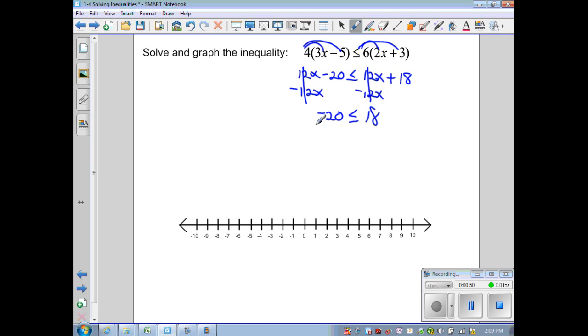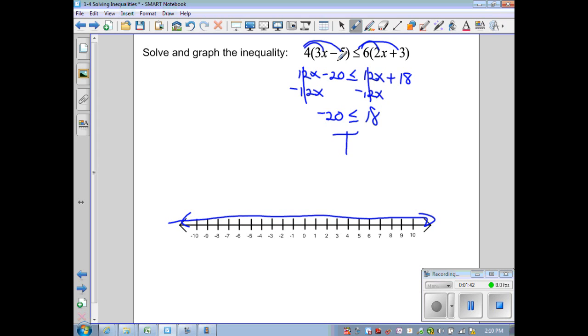So what we want to do is view what our solution here is. And it says that a negative 20 is less than or equal to 18. Now what we want to do is determine, is that true or false? Well, a negative 20 is less than or equal to 18, and that is true. Therefore, our solution set is all real numbers. In other words, we would shade the entire number line.